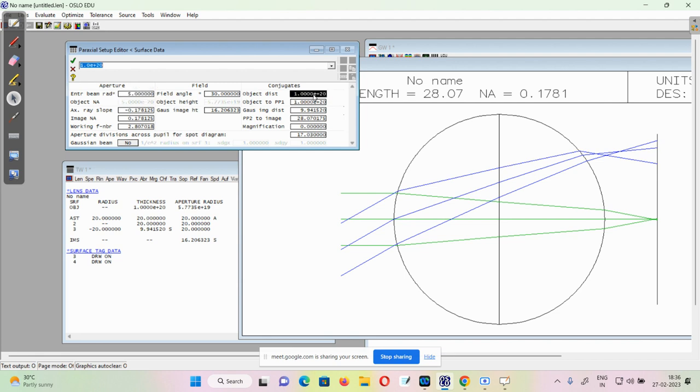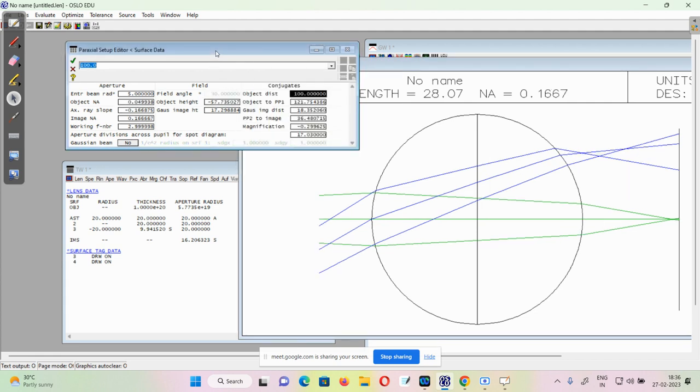So if I want to know some distance, you can easily do it this way. What you want to do is, instead of infinity, just give some arbitrary value. Let it be 100. Now you see, I put the object distance at 100. Object to principal plane 1 is 121.754386. Okay, you are seeing this one? Yes, sir. What does that mean?